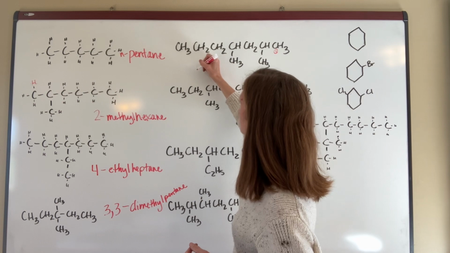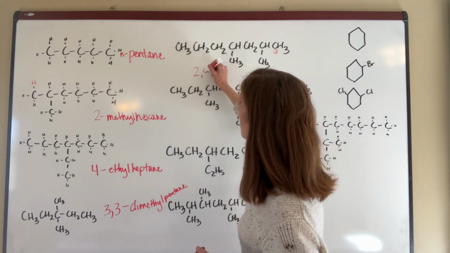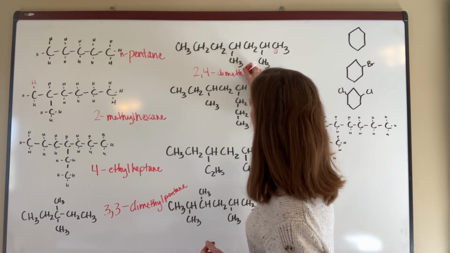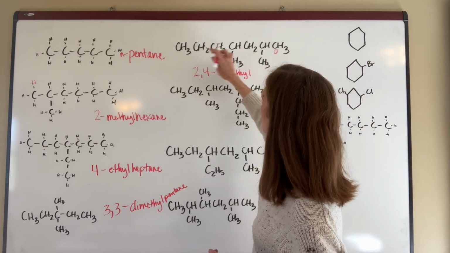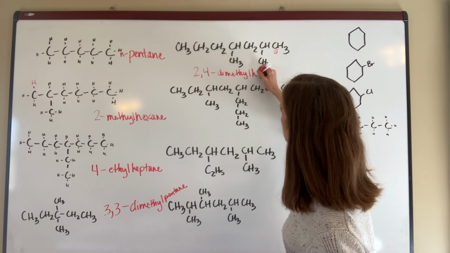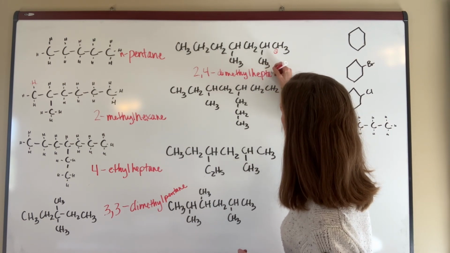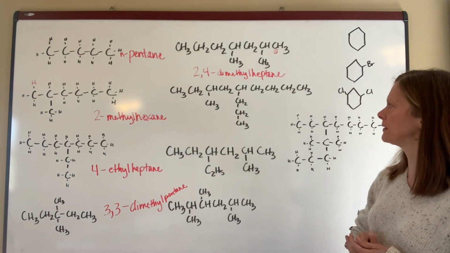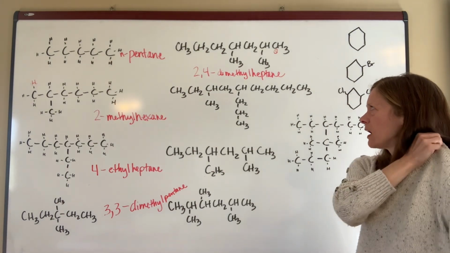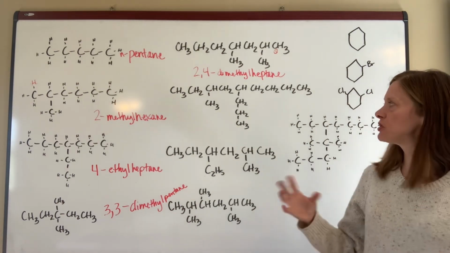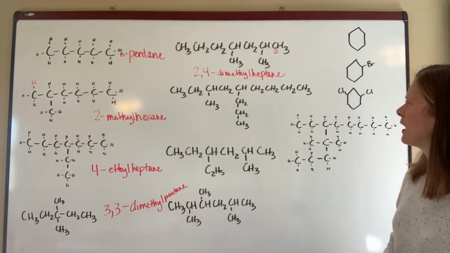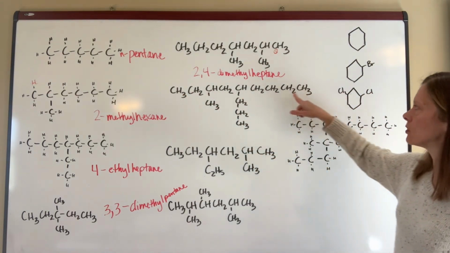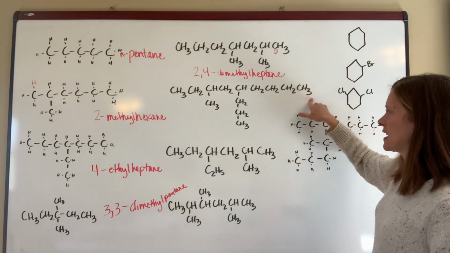So this one is going to be 2,4-dimethyl, and how many did I say? 7, dimethylheptane. Okay, 2,4-dimethylheptane. Alrighty. Now, what if I have 2 different groups hanging off of it? So here, the chain going across is still the longest chain.